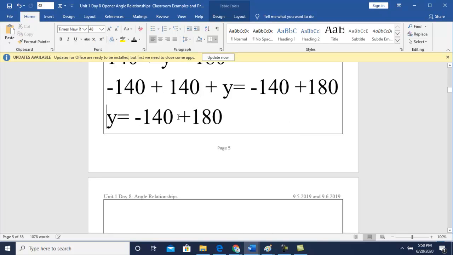And then on the right side, we have a negative 140 and a positive 180. So what we do there is we're going to combine the two. So we take 180 minus 140, and as a result, the answer is going to be 40 degrees. Okay.